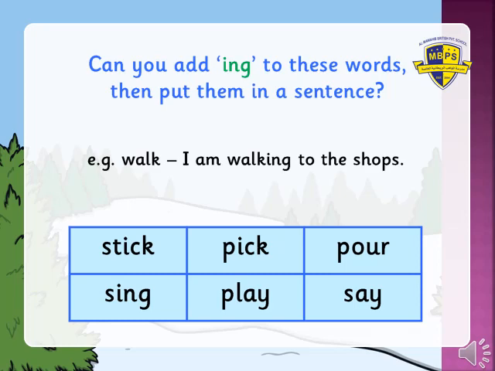Can you add ing, the suffix, to these words, then put them in a sentence? For example, walk. Now here the root word is walk. We need to add ing suffix into the root word walk. I am walking to the shops. Next we have three more words like stick, pick, pour. Now they are saying that we need to add the suffix into the root words, like stick will change into sticking, pick into picking, and pour into pouring. It will change the meaning of the word slightly.